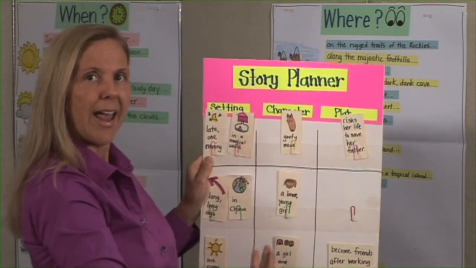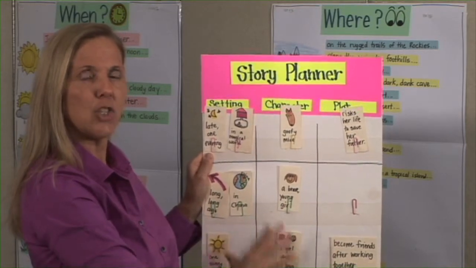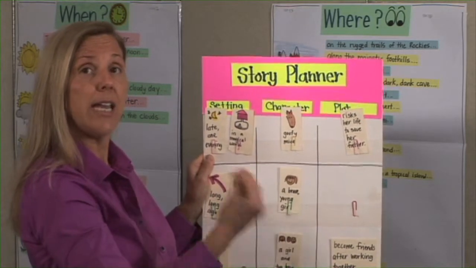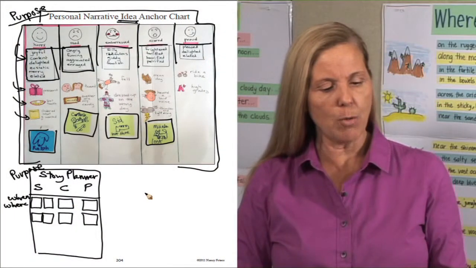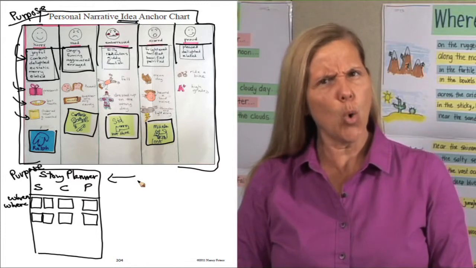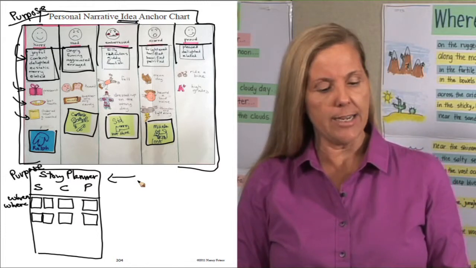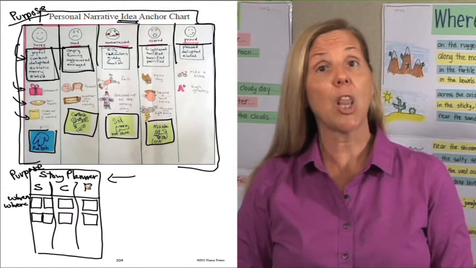It should be a fast and quick activity, but look how valuable this is to use as an anchor chart if they need some ideas to form their own stories. What do we have on our anchor chart? What was our purpose? To plan an imaginative story. How did we organize it? We organized it by categories: setting, character, plot.